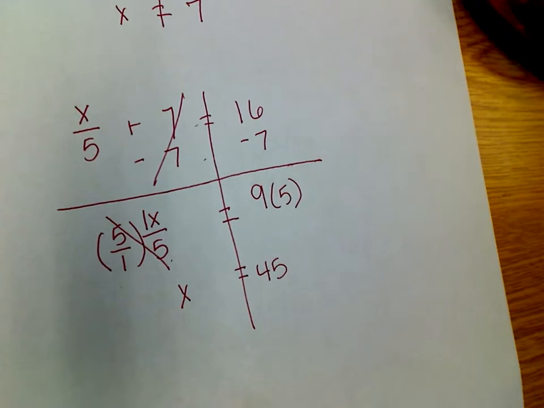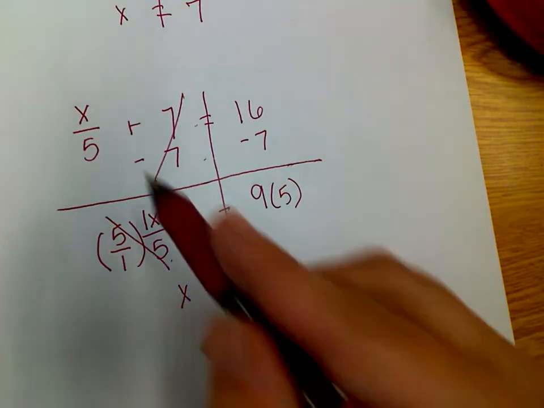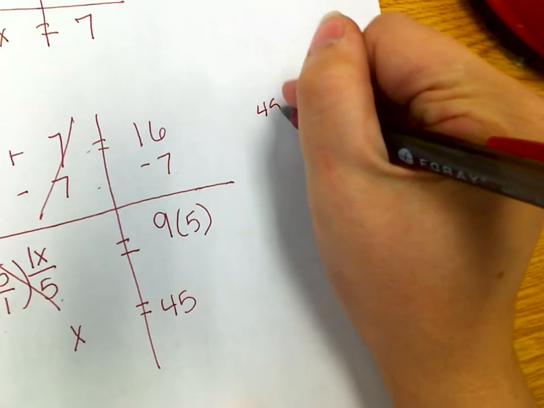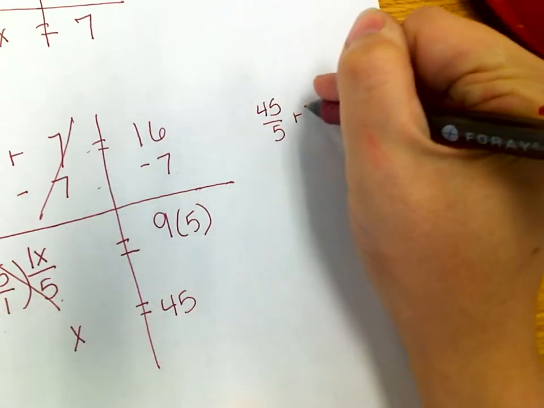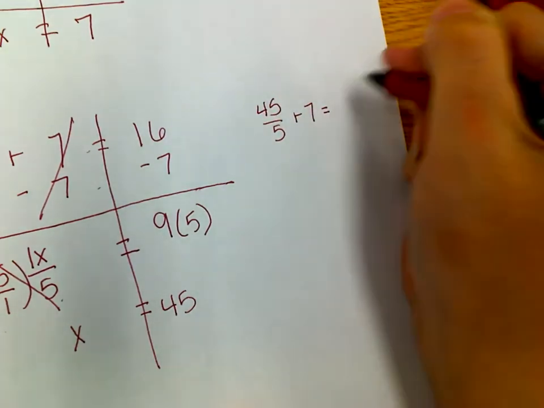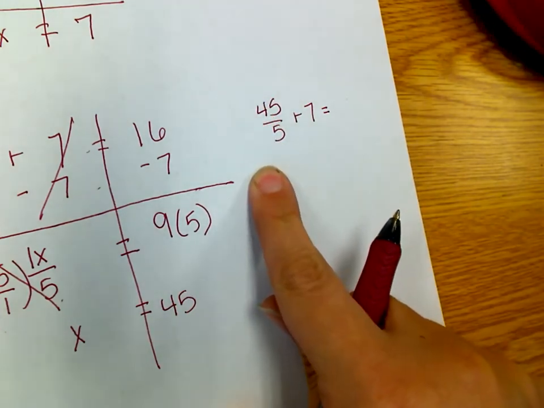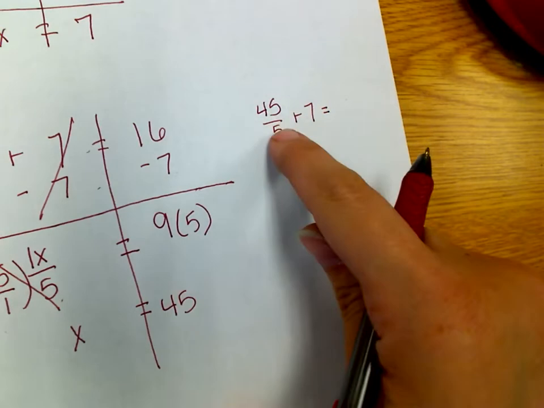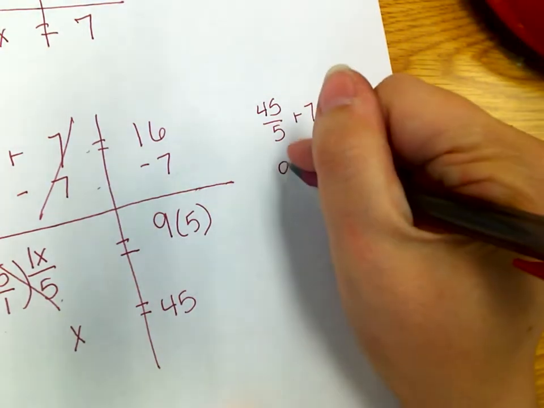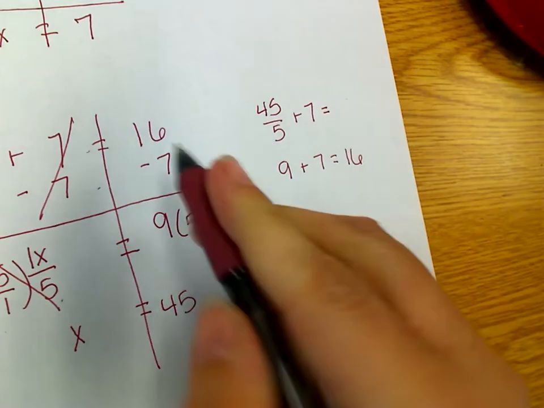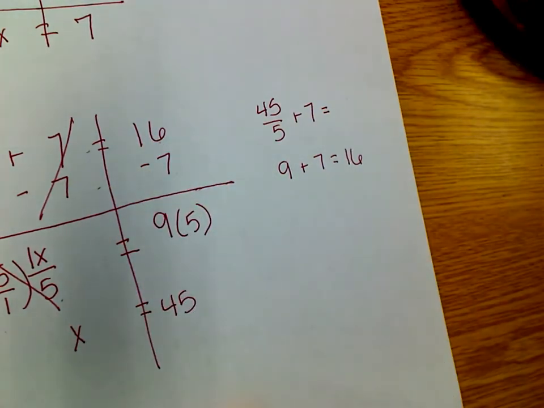Wow, that was a lot of work. What if I made a mistake? I wonder how I could check that. I can plug that back in to where x was. So if I plug that into where x is, that means that's going to be 45 over 5 plus 7. Let's work it out. 45 over 5 means divide, so 45 divided by 5 is 9. And then 9 plus 7 is 16. Yep, that's what it equaled, so I am correct.